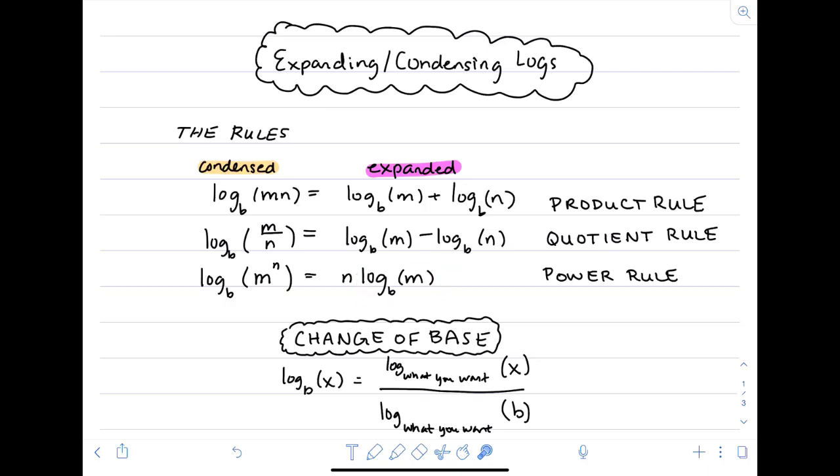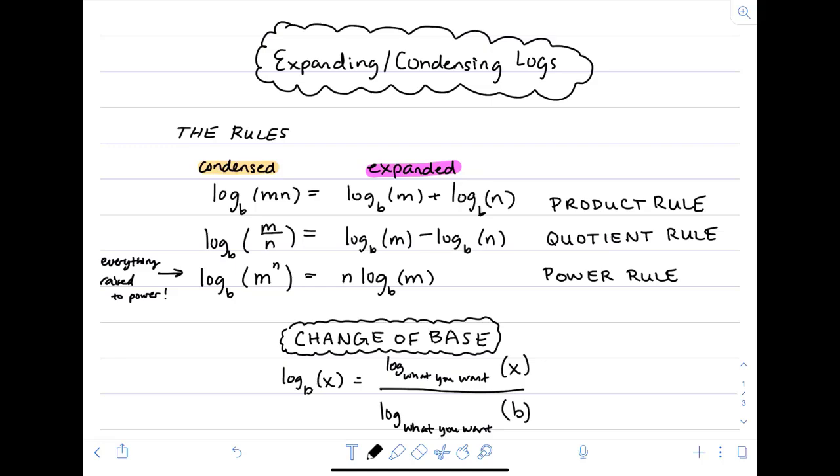So let's again look at the name compared to where it comes from. The product rule comes from the product in the condensed form. The quotient rule comes from the quotient in the condensed form, and the power rule comes from the power. One thing to note about the power rule is that everything inside the argument has to be raised to the power. So we are going to have to be careful if some things are raised to a power and some things are not. It's not as immediate as some other things.